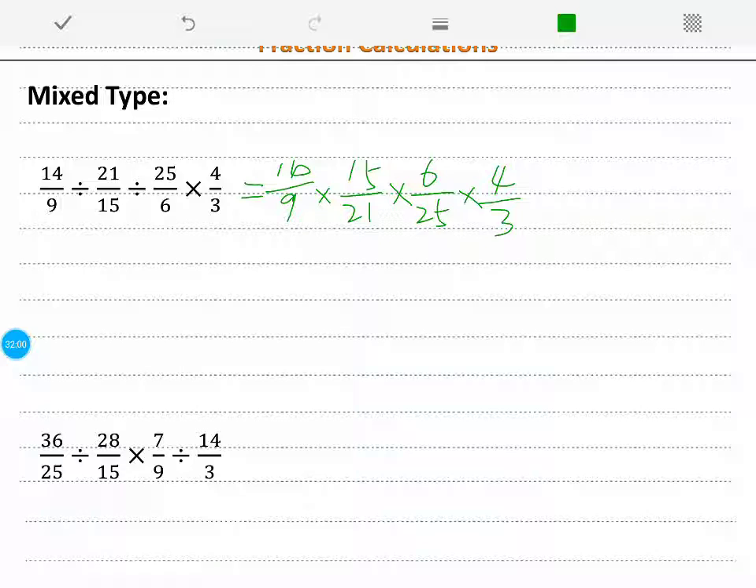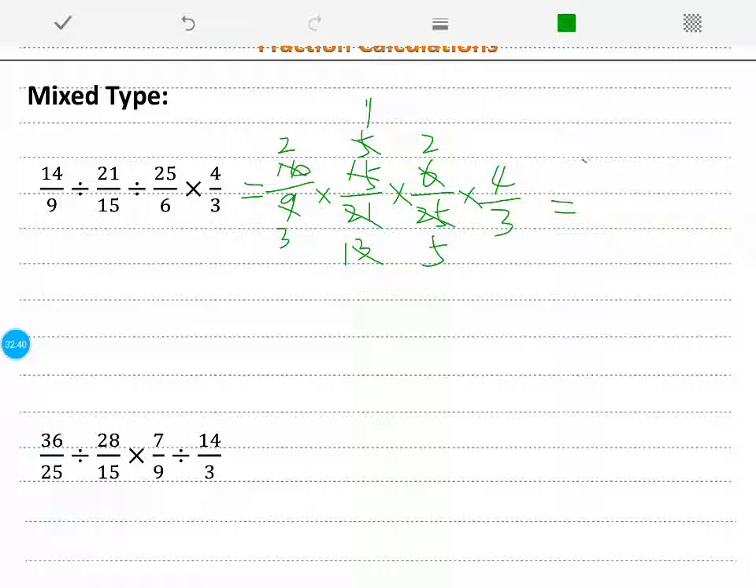Now we simplify while doing the calculation. 14 and 21 have a common factor 7. So 14 divided by 7 is 2, and 21 divided by 7 is 3. 9 and 15 become 3 and 5. This 3 and 6 becomes 1 and 2. And this 5 and 25 becomes 1 and 5. In this case, you won't find any common factor between any top and any bottom.